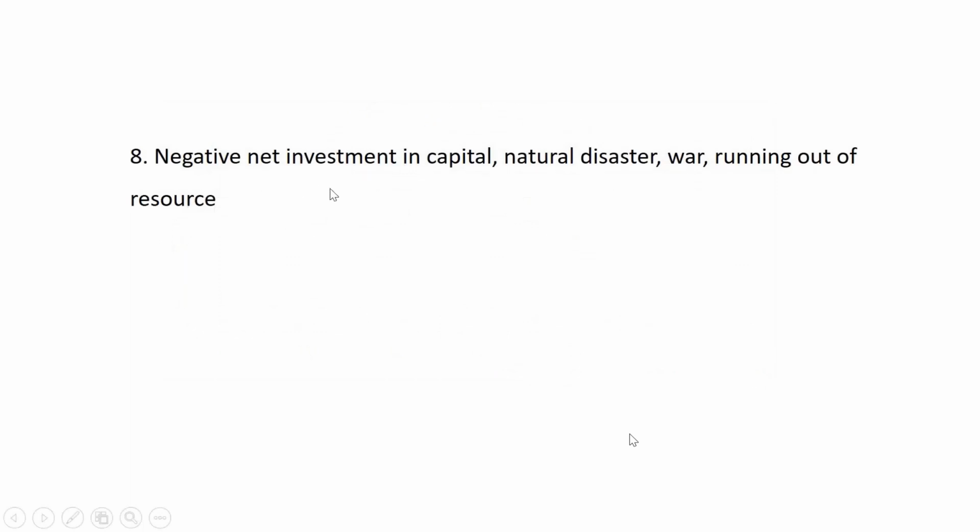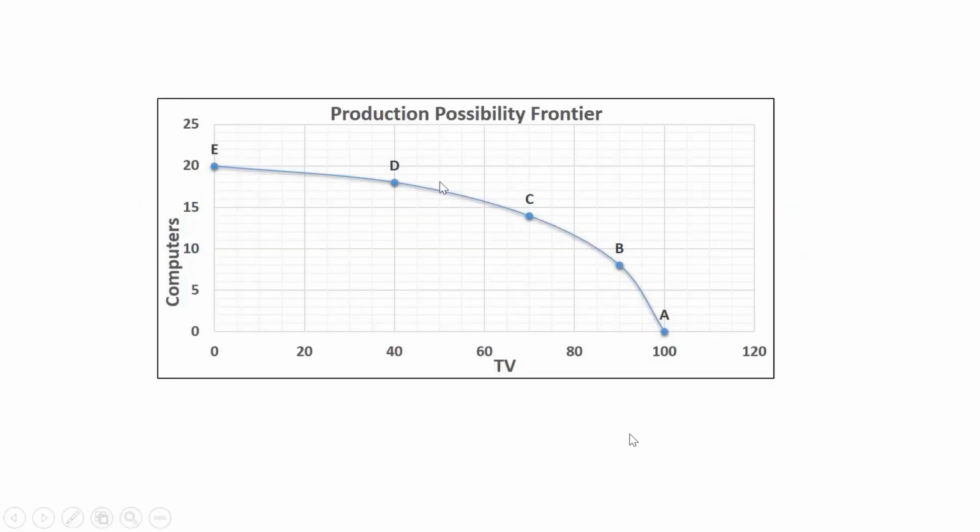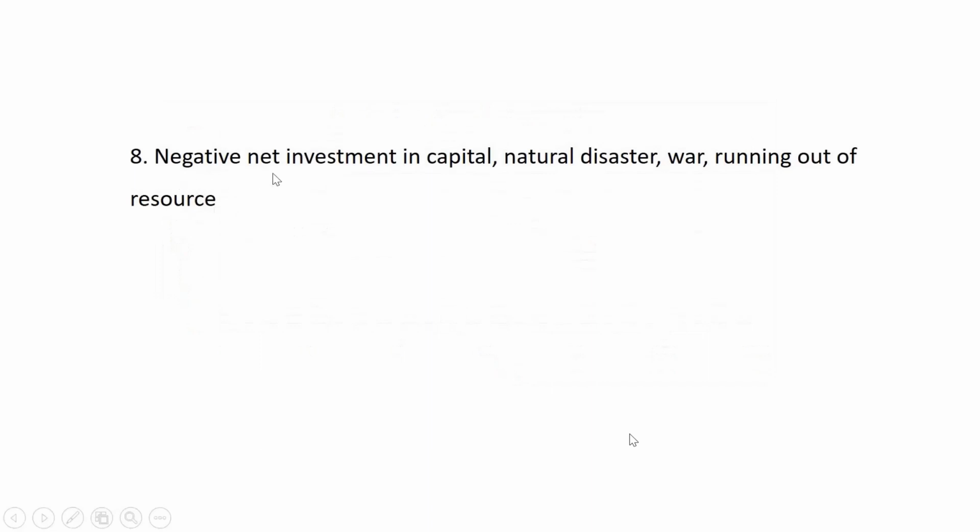In question 8, we want to examine the factors that cause inward shift of the PPF. Now, when we have inward shift of the PPF, that signifies a shrink in the economy. Inward shift of the PPF can result from negative net investment in capital, natural disasters, war, running out of resources. Some resources are non-renewable. So when they are run out, the PPF shifts inwards.